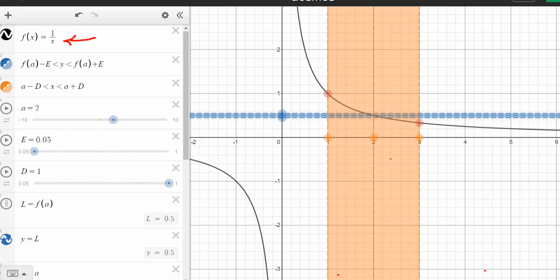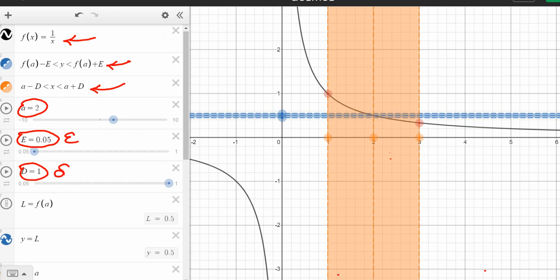That's f of x. This part is your epsilon tolerance. We will write that in a few minutes, but that's another way to write your epsilon tolerance. And this one is your delta tolerance. A is the value we are approaching. This would be epsilon, and this would be delta. That's how we wrote them. It's just that in Desmos they use English letters.